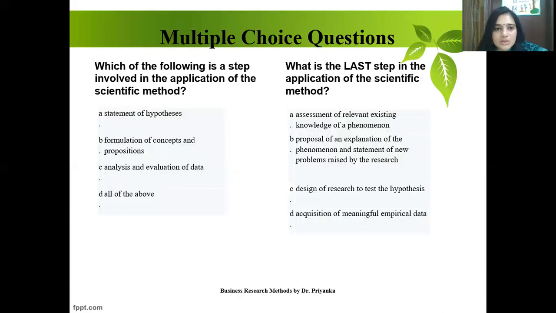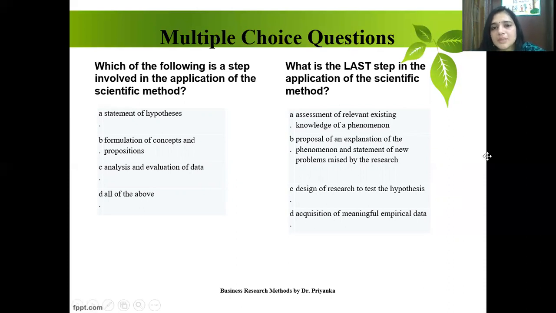Now multiple choice questions. You'll get these answers in the PPT. Which of the following is a step involved in the application of the scientific method? A. Statement of hypothesis. B. Formulation of concepts and proposition. C. Analysis and evaluation of data. D. All of the above. Now read it carefully. Statement of hypothesis, yes, this is a step. Formulation of concepts and propositions, yes, this is also involved. Analysis and evaluation of data, yes, this is also involved. That means all of the above is the answer.